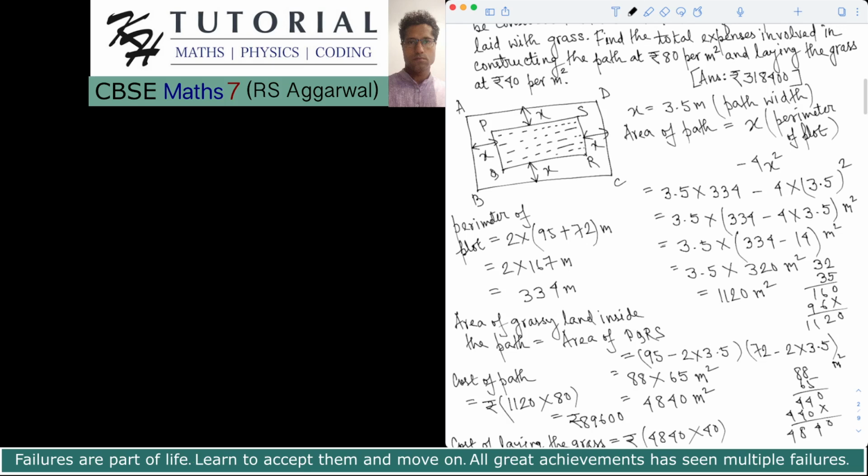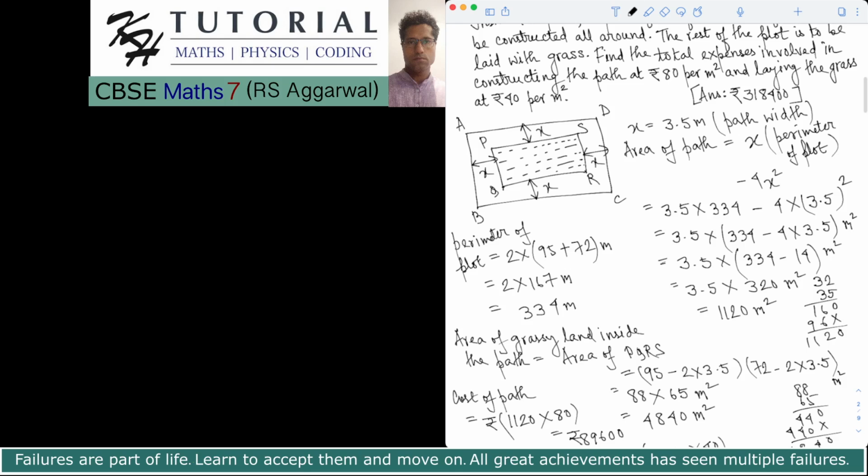So it becomes 3.5 multiplied by 320, let me check. 3.5 multiplied by 320 is 1120. 1120 meter square is the area of the path.